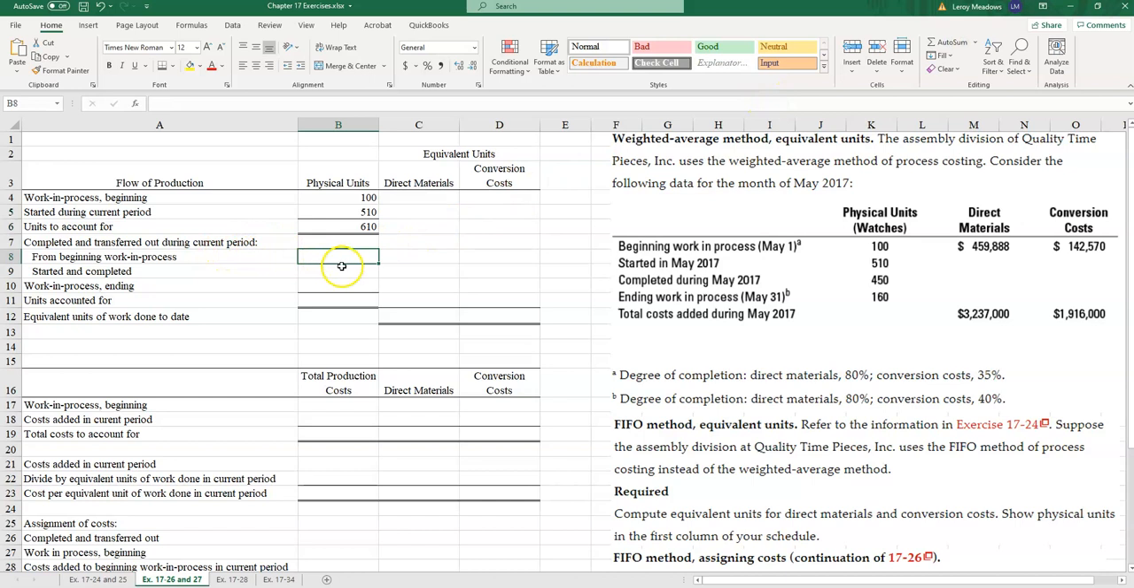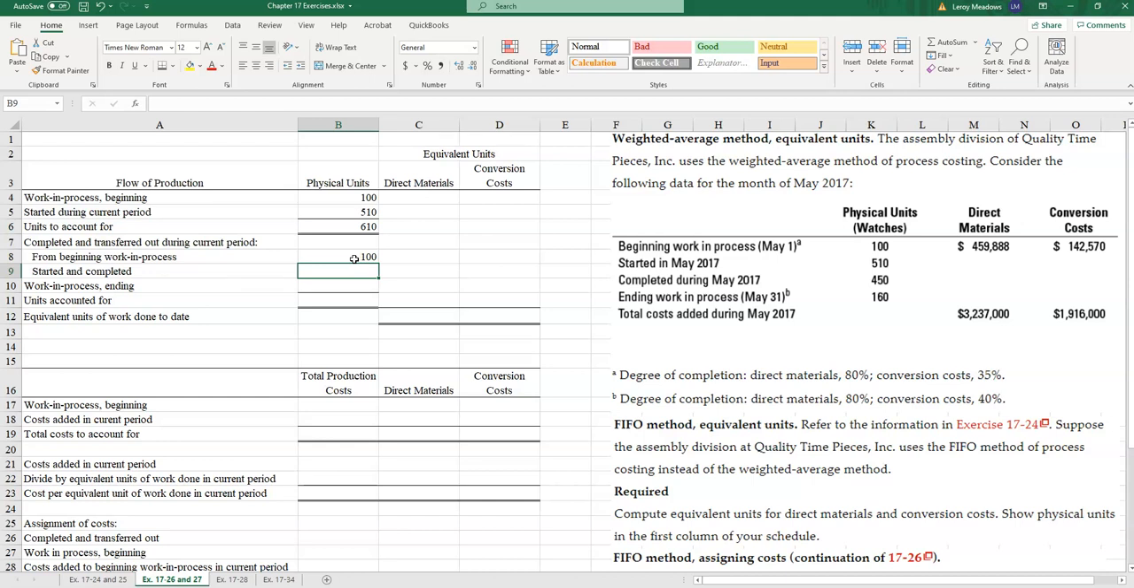Now we're going to compute our completed and transferred out during the current period. Now that's going to involve two different things. That's first going to involve the beginning units of inventory. And why is that? Because we're assuming that the first units started are the first units going out. So we're assuming that the flow of process, first units in, first units out.